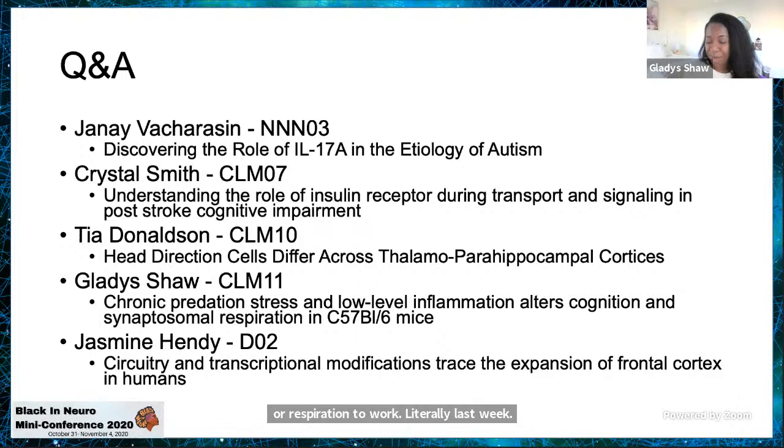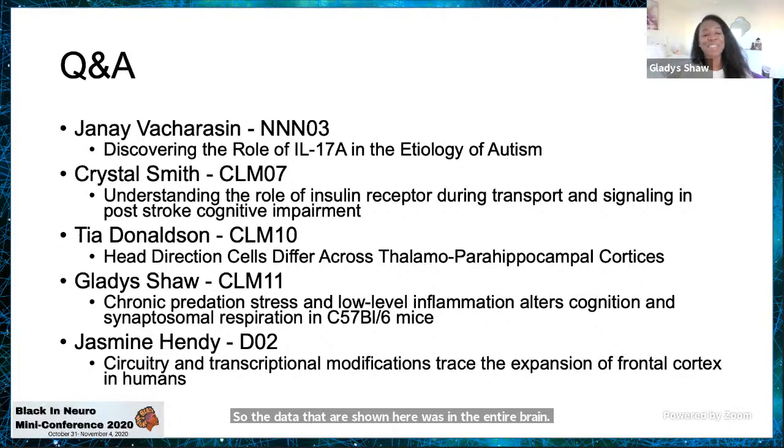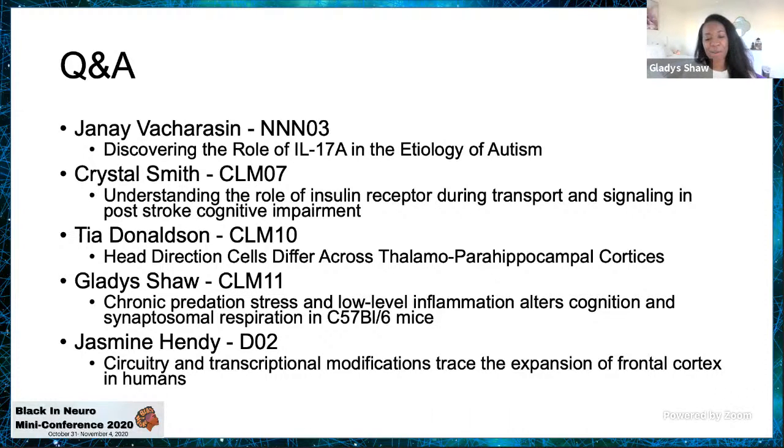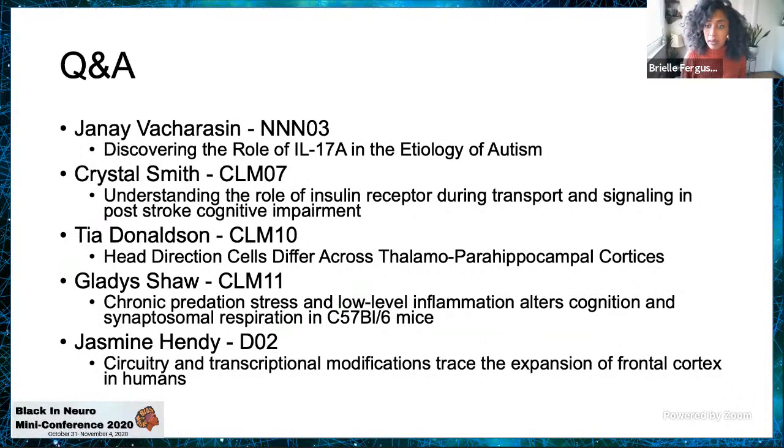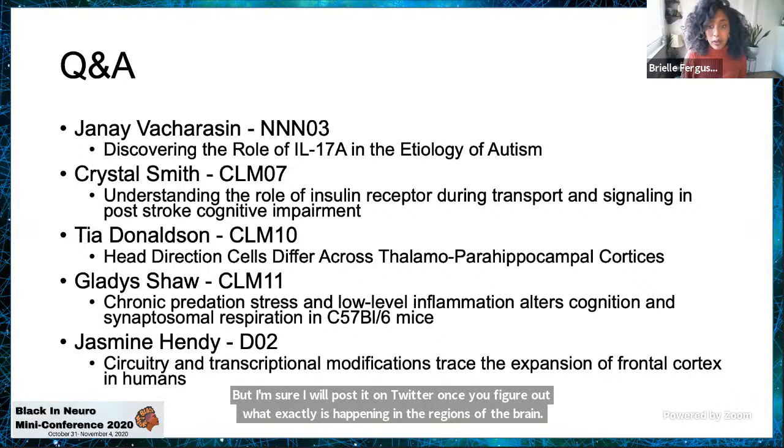I'm not quite sure what will happen because the hippocampal results were kind of surprising as well. But I'm sure I will post it on Twitter once we figure out what exactly is happening in the regions of the brain. Sorry, I couldn't answer that more specifically. Gladys, we actually have one more question for you, and this will be the last one before we move on. This person said, great talk, and they mentioned that they've seen some studies showing estrogen-mediated differences in CNS inflammation. Do you think this could apply to the sex differences that you see in your research, or do you have a different hypothesis for underlying mechanisms?